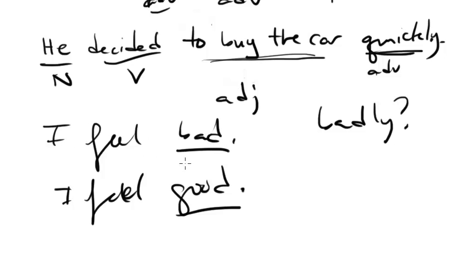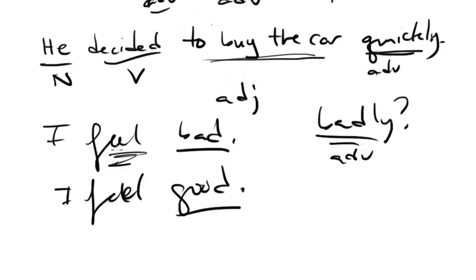So when I say I feel bad, I'm saying I feel bad myself. Either I feel sick or I feel bad about something I did, whatever. If you say I feel badly, you've got an adverb, and that's modifying the verb itself. So if you say I feel badly, that doesn't mean that you feel guilty or you feel sick. It means your capacity of feeling, your action of feeling, is not good. It's bad.